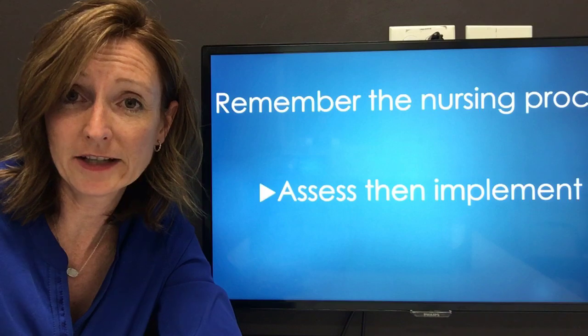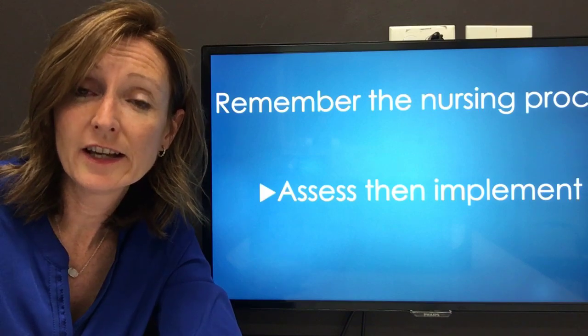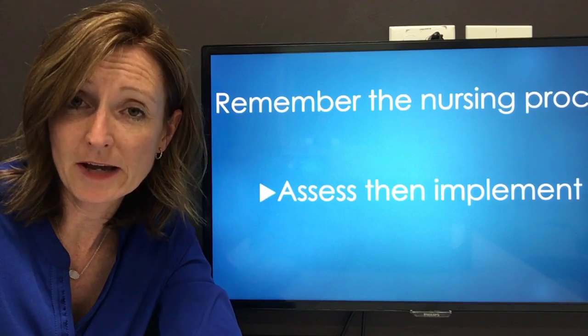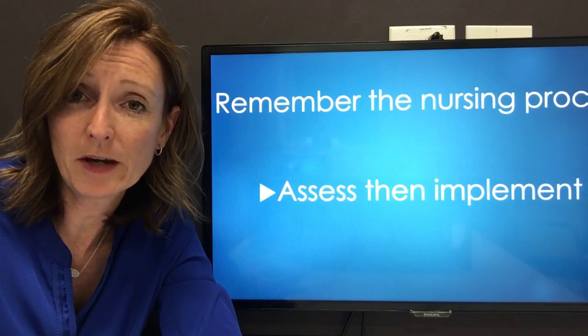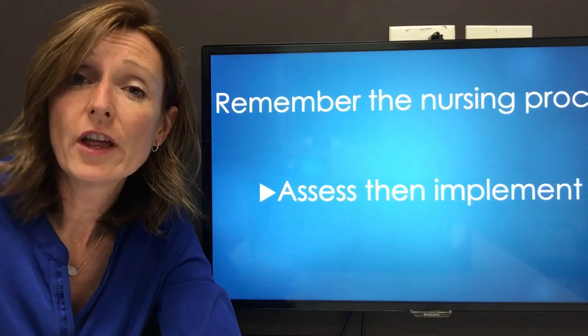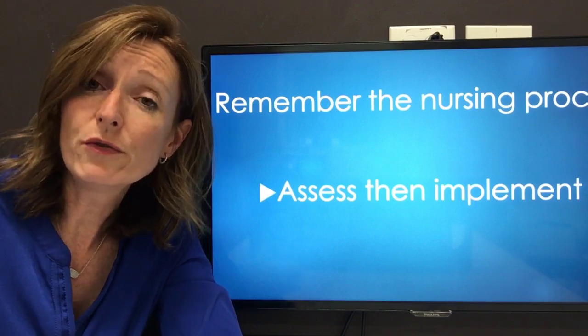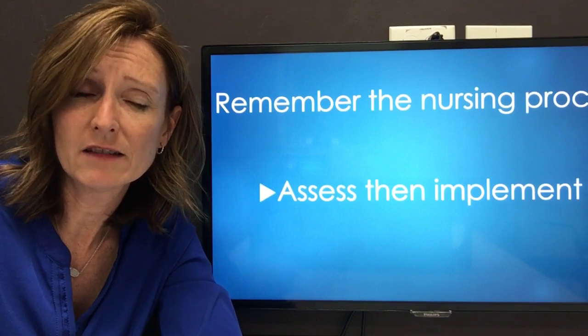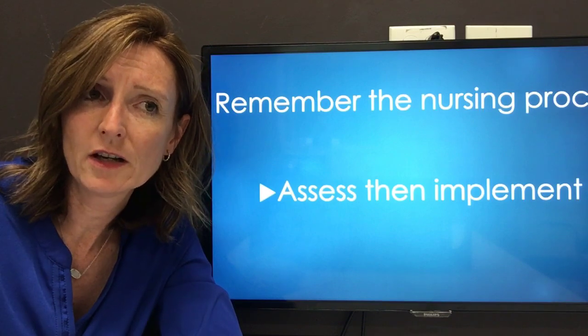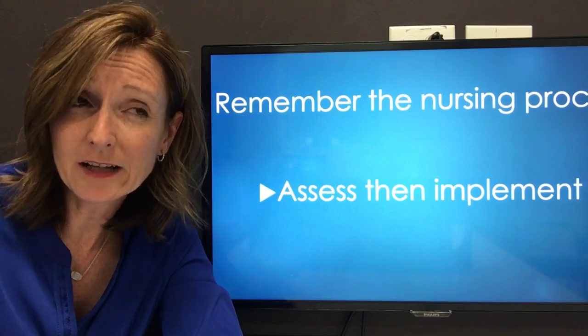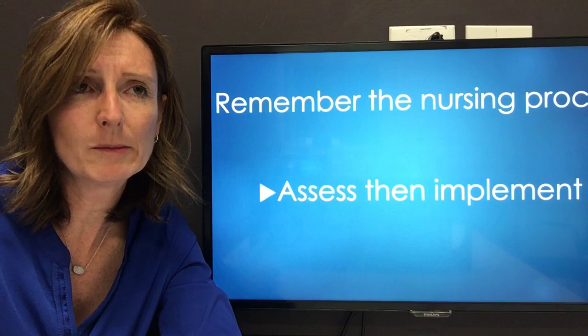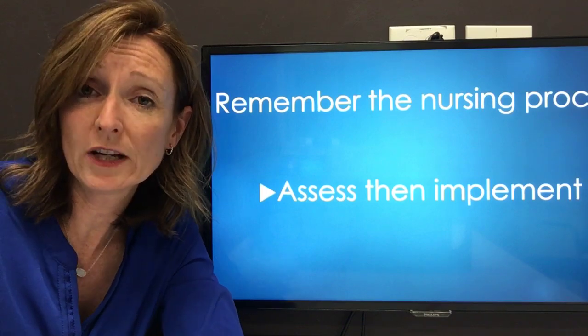Remember the nursing process. Remember that it's assess before you can implement. You have to figure out what's going on with the patient first, right? So think about assessment as anything that's gathering data. So go through your answer choices and see, is this an assessment answer choice? Am I gathering data? Am I getting more information? Or is this an implementation answer choice where I'm actually doing something?